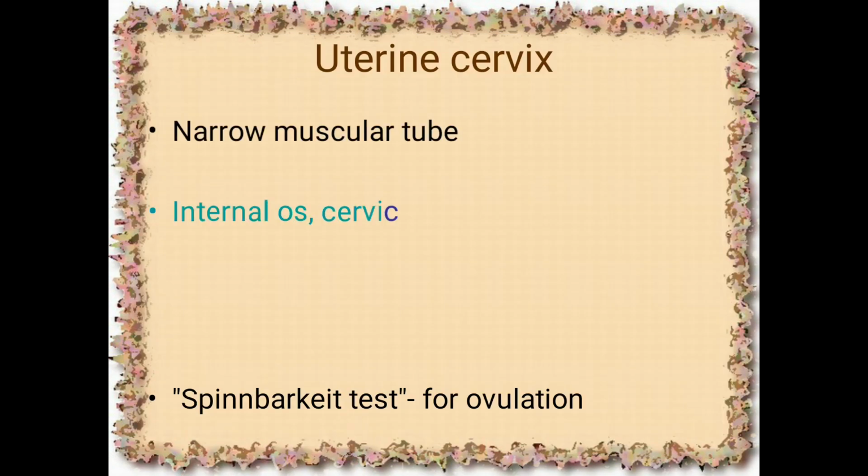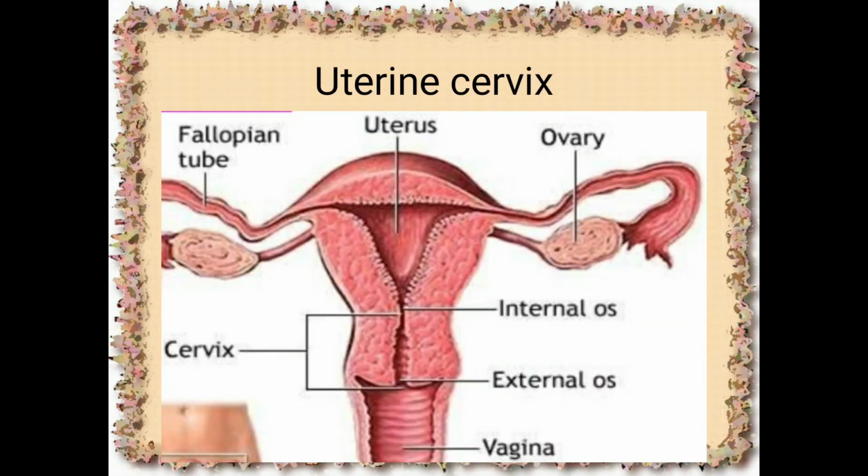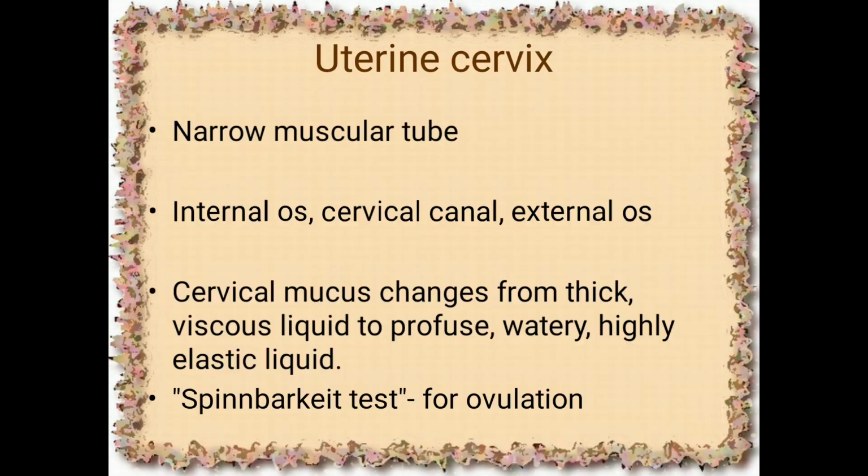Next is the uterine cervix. This uterine cervix is a narrow muscular tube that connects the vagina with the body of the uterus. In the cervix, it has an internal os, cervical canal, and external os. See this picture: the external os is towards the vagina and the internal os is towards the uterine cavity. In between the two os is the cervical canal.